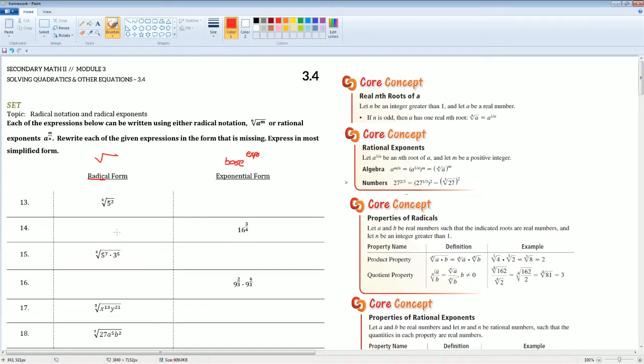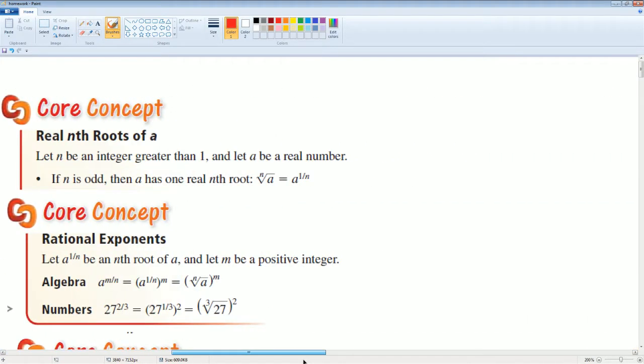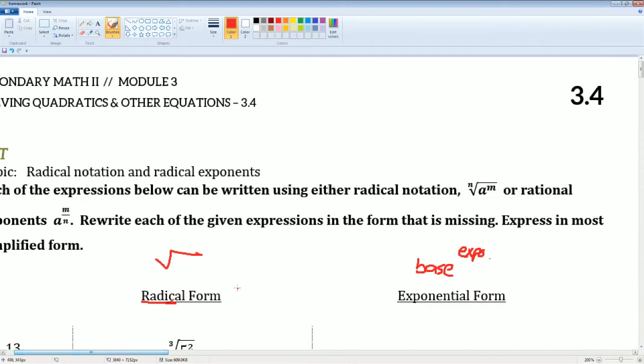Okay? So how do we have radical form here? How do we convert it to exponential form? So if you want to take a look right here, it tells you: the nth root of base a is written as a, and the exponent is 1 divided by that n. Okay? So that's the core concept that we're using. All right, so let's bring it here.